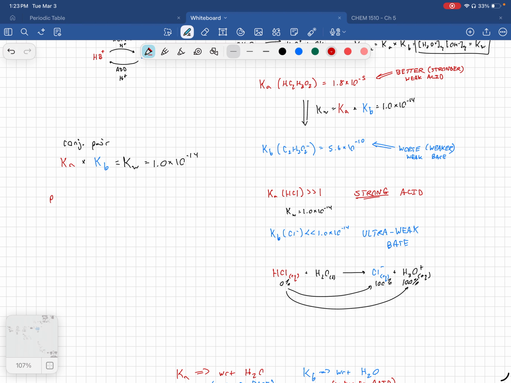That also means that the pKa of an acid and the pKb of its conjugate base will equal pKw, which is 14.00. Note 2 sig figs, and thus 2 decimal places in this value, right? Okay, so that's kind of the takeaway of this little section.